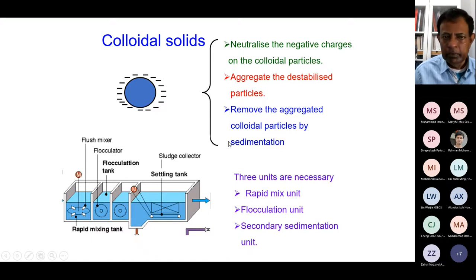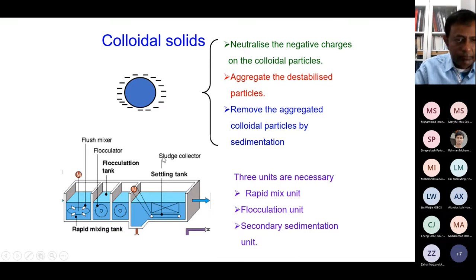Why? Because we are having two sedimentation tanks. One is the primary sedimentation tank, and then of course for removing colloidal particles we have to have another sedimentation tank, and that is known as secondary sedimentation.